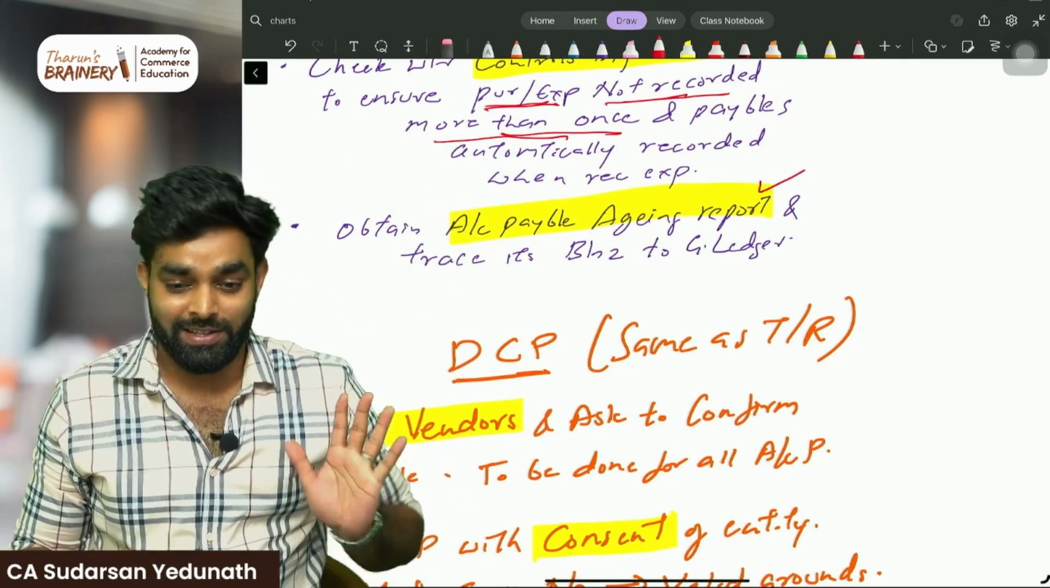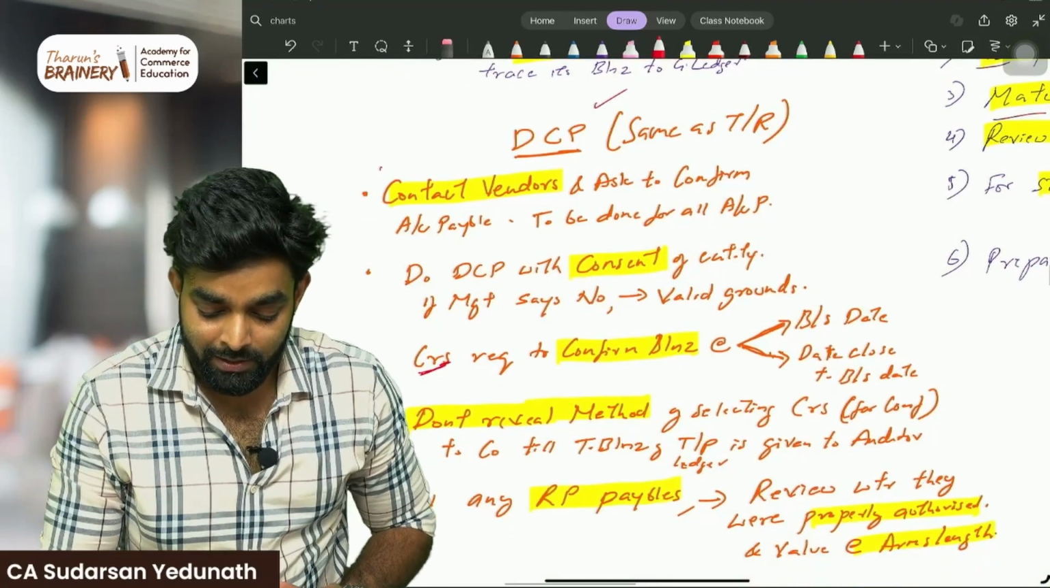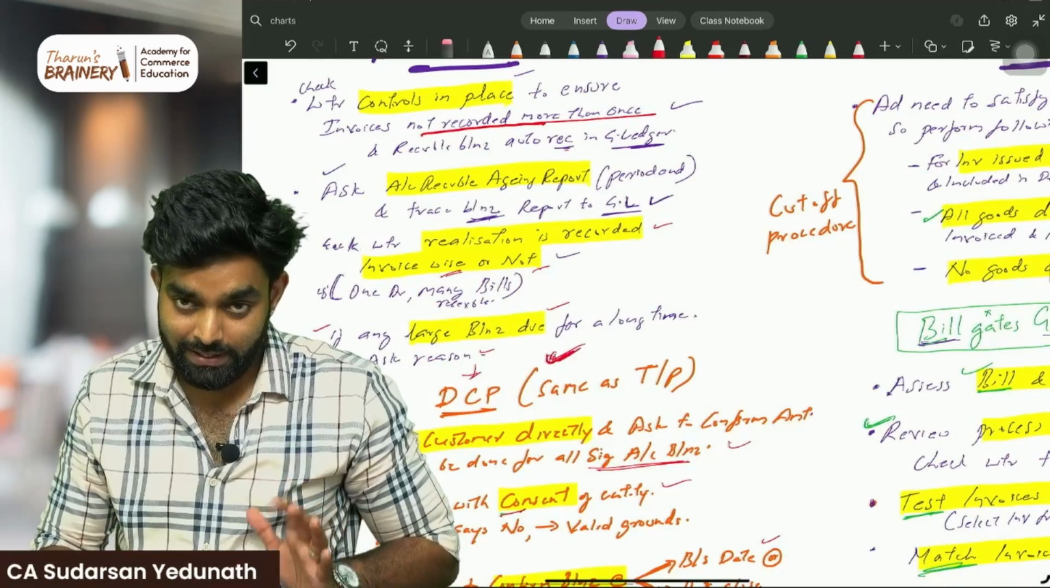Here it is, the accounts payable aging report. Okay. Then direct confirmation procedure. Same. There it was contact the debtors. See, here it was contact the debtors, customers directly.